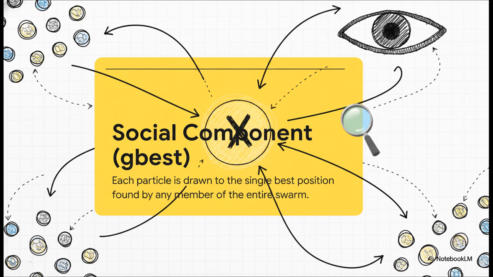But it's not just about what the individual remembers. This is where the G-best, or global best, comes in. At every single step, each particle also knows the single best position found by anyone in the entire swarm. This is that social influence we talked about, that magnetic pull towards the group's biggest win so far.